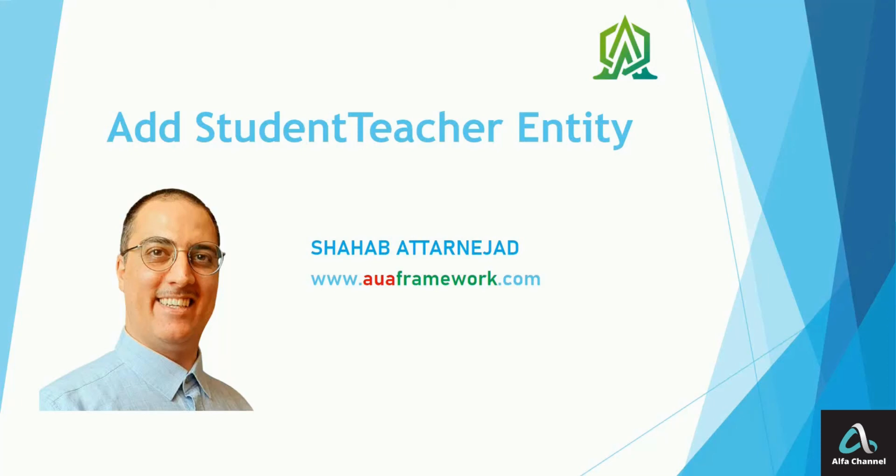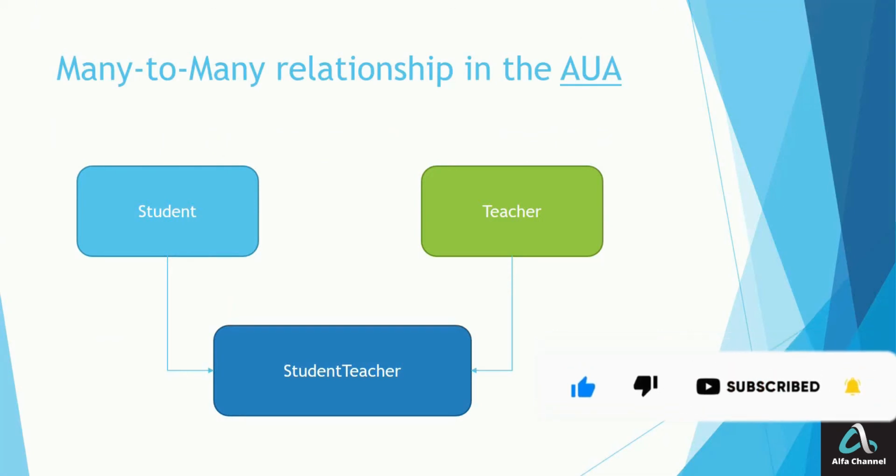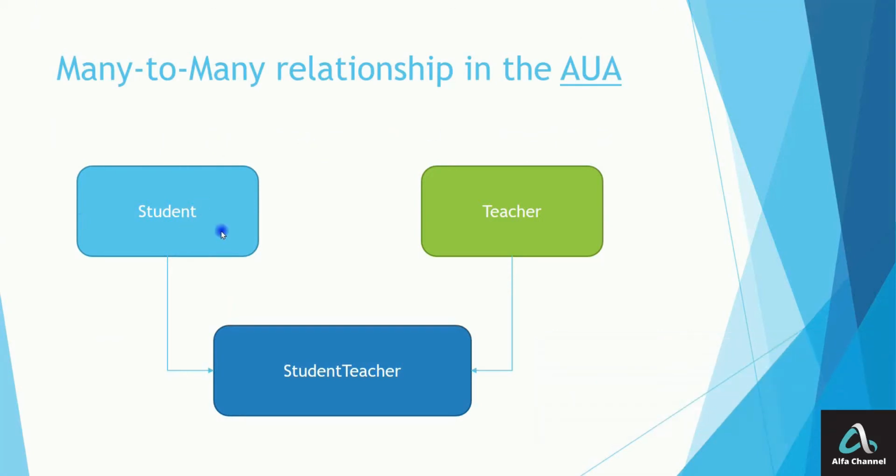My name is Shahab. In this video I want to create a relation between two entities in the ABP framework. The scenario is this. We have two entities of teacher and student. Each teacher has many students and each student has many teachers. So I need another entity to create this many-to-many relation, named StudentTeacher.